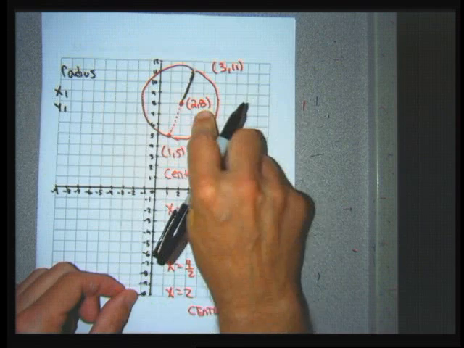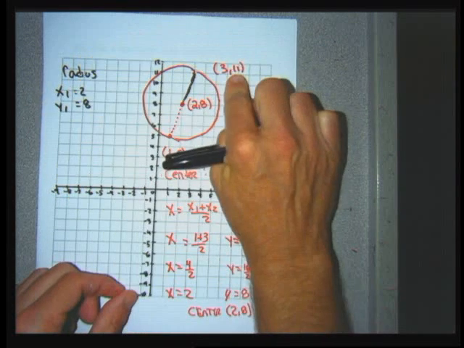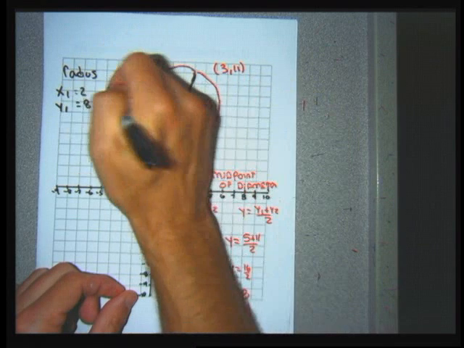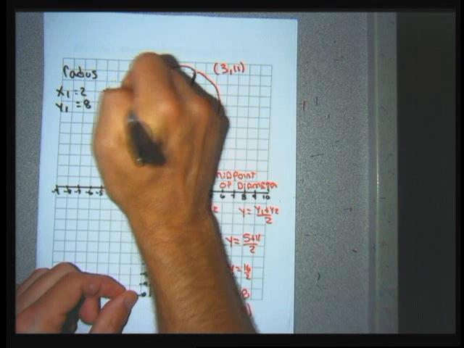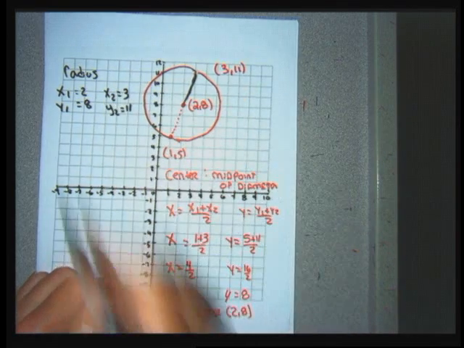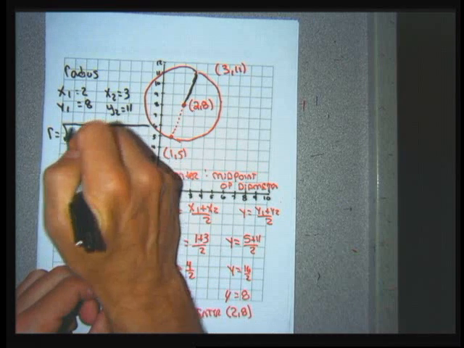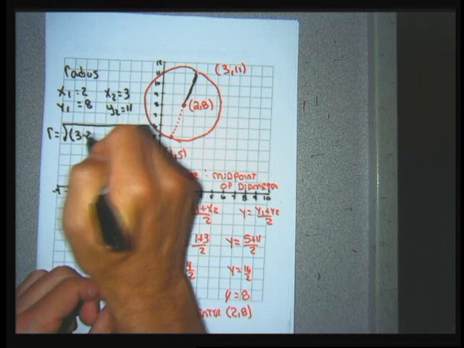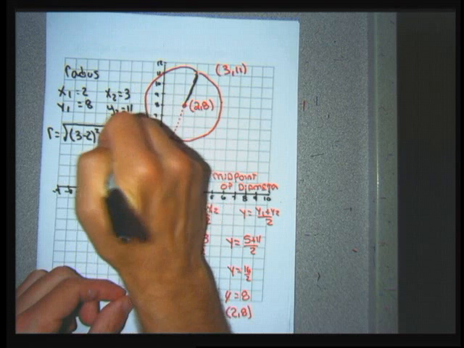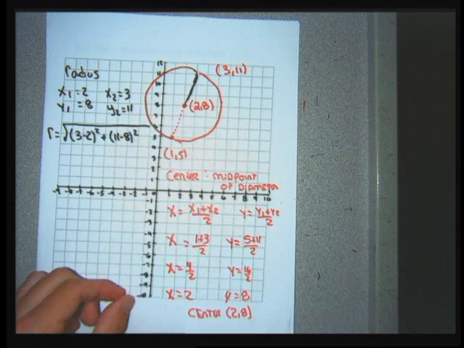To do this, I'm going to need an x1 and a y1. I'm going to call the center (2, 8) x1 and y1. I'm going to need an x2 and a y2. I'm going to call that the point (3, 11), but you could have picked the other point. I'm going to plug the numbers into the formula. The radius is going to be the square root of (x2 minus x1) squared, which is (3 minus 2) squared, plus (y2 minus y1) squared, which is (11 minus 8) squared.